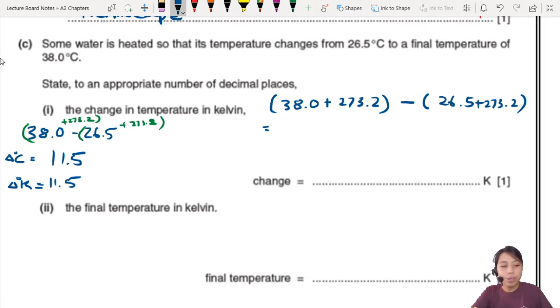Okay, so you don't believe me? You can type it out again, but you'll get the same answer, 11.5. So either way works. 11.5. Keep those decimals, just 1 mark. So as long as your answer is good, you're good.